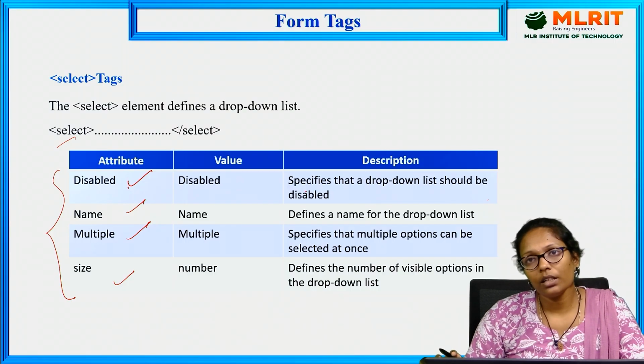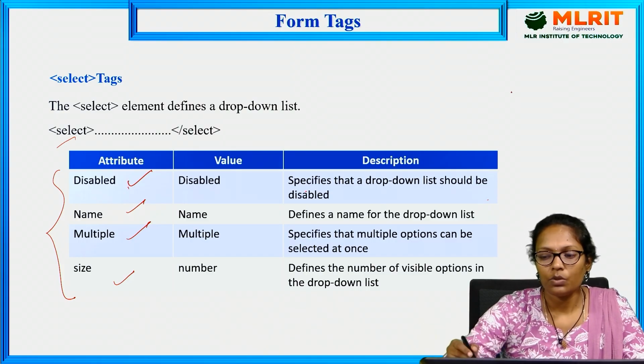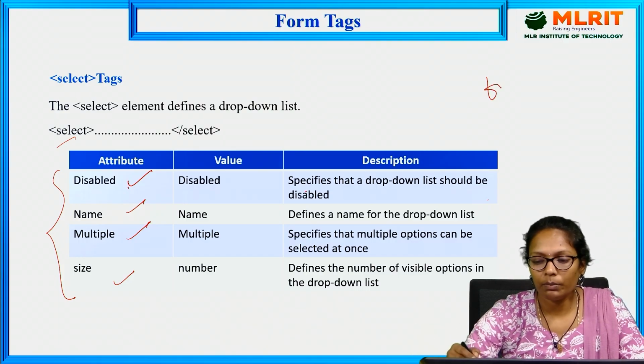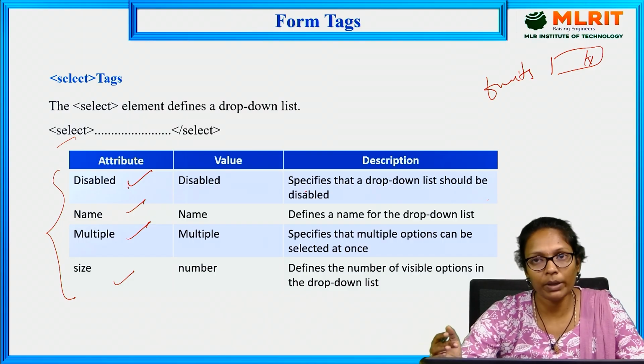When would the drop down list be disabled? For example, I am shopping on a supermarket website. For fruits, you have a drop down list, but the fruits are out of stock. In that case, what they will do is make it disabled. That will not be enabled.